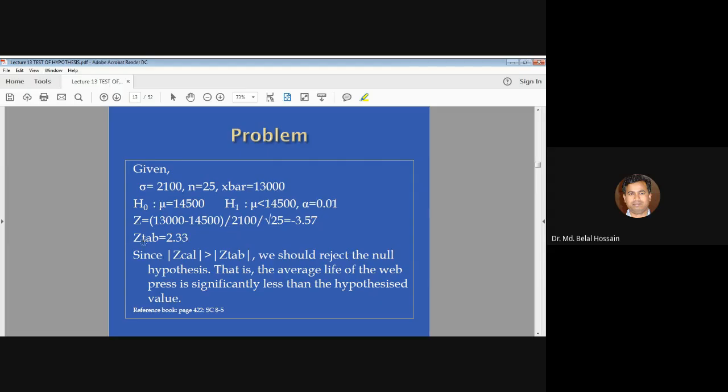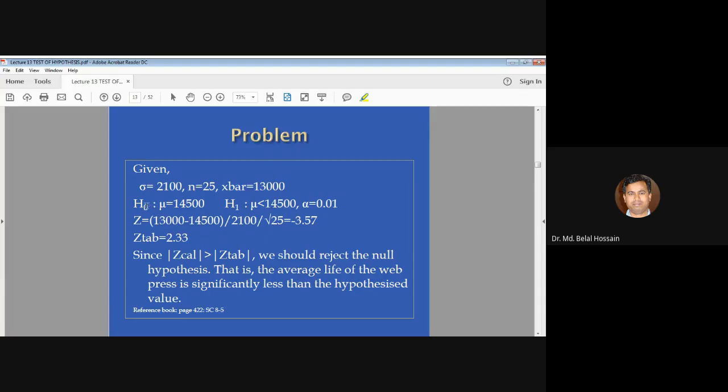So from the table we can see, like we did in normal distribution discussion, when alpha value is 0.01, the tabulated value of z is 2.33. 2.33. Okay, so in the test of hypothesis we have 5 steps to do a test.